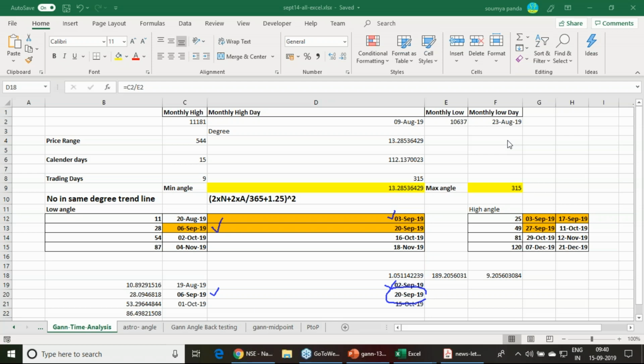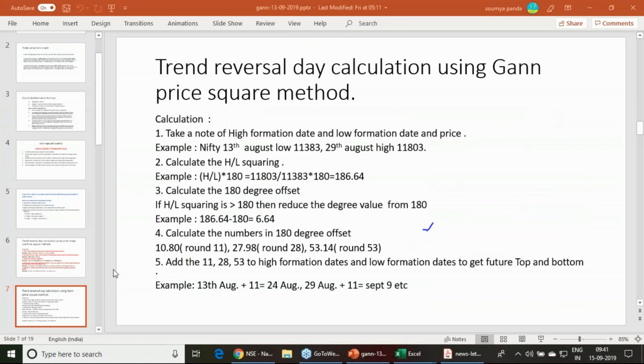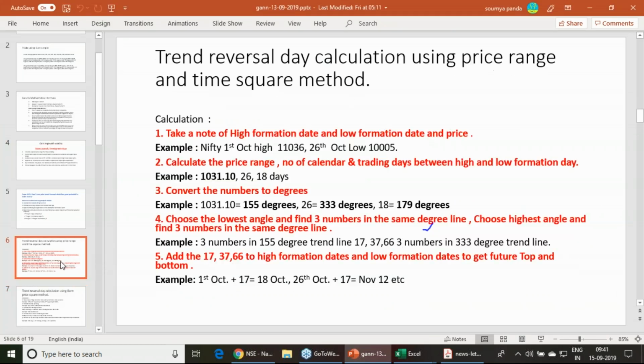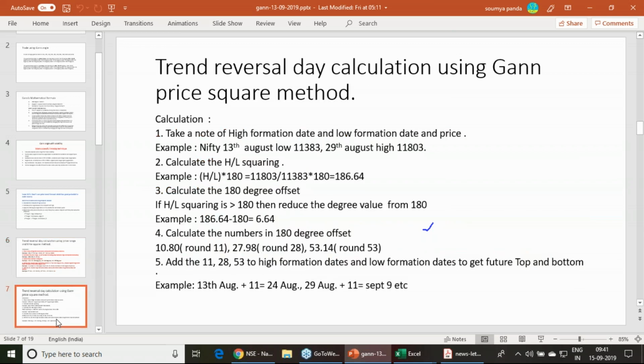So this also you got, because the numbers are coming the same. For that reason, you are getting similar numbers here. Here too, 20th September you are getting as a reversal date. And what is a minor trend reversal date? These two methods, the price range and time square method and the high-low square method, are known as your major trend reversal date.